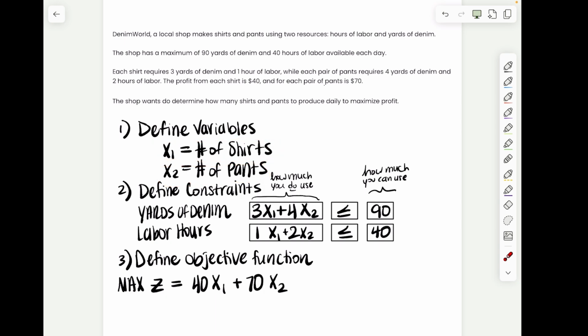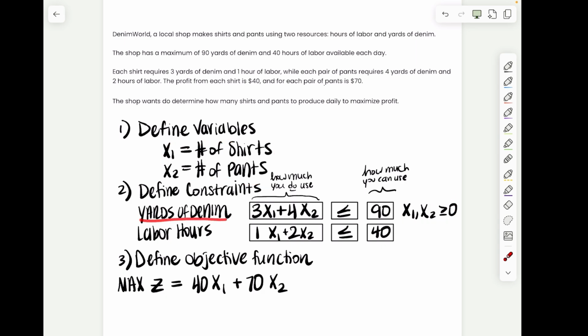So another constraint on what x1 and x2 can be is that they have to be greater than or equal to 0. You can make 0 shirts and 0 pants. You just can't make a negative amount of shirts and pants. And these are 2 constraints, but you can put them all in one by saying x1, x2 greater than or equal to 0. So again, this is a constraint on what x1 and x2 can be.